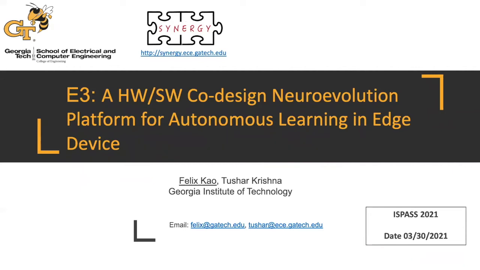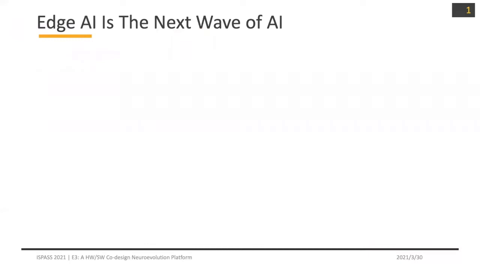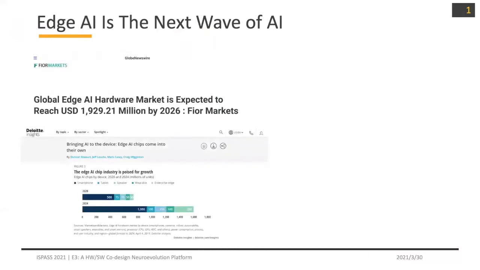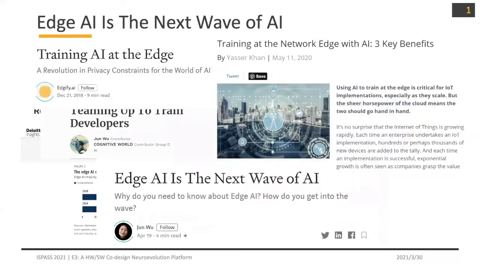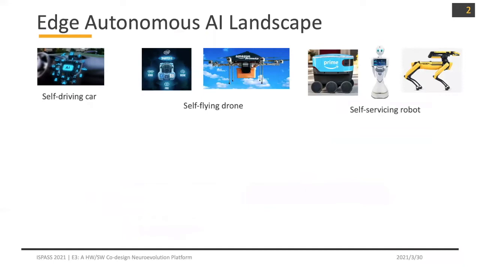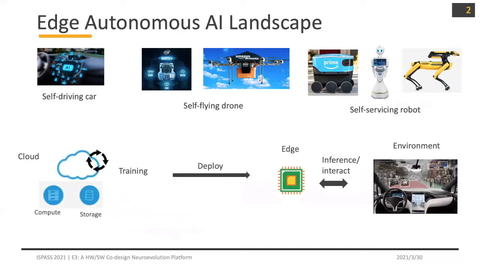Today I'm going to present our work E3, a hardware software co-designed neuroevolution platform for autonomous learning in edge devices. Edge AI is driving the next wave of AI. As you can see, there are many reported applications. One of them we call edge autonomous AI. Examples include self-driving cars, self-flying drones, and self-servicing robots. The current landscape of deploying this kind of AI is to train the model on the cloud and deploy it at the edge to influence and interact with the environment.